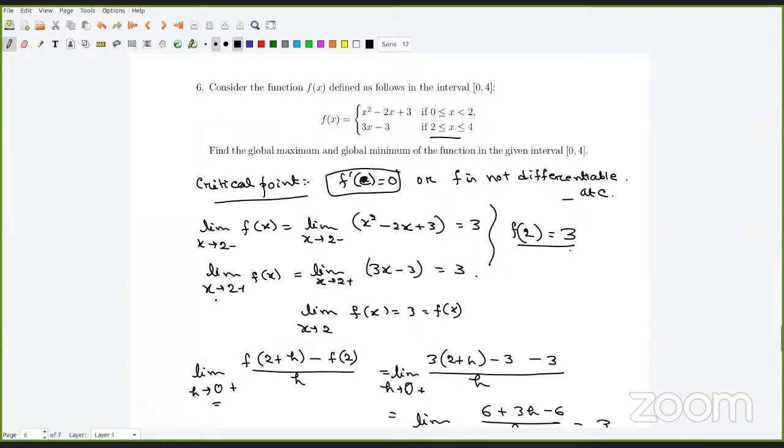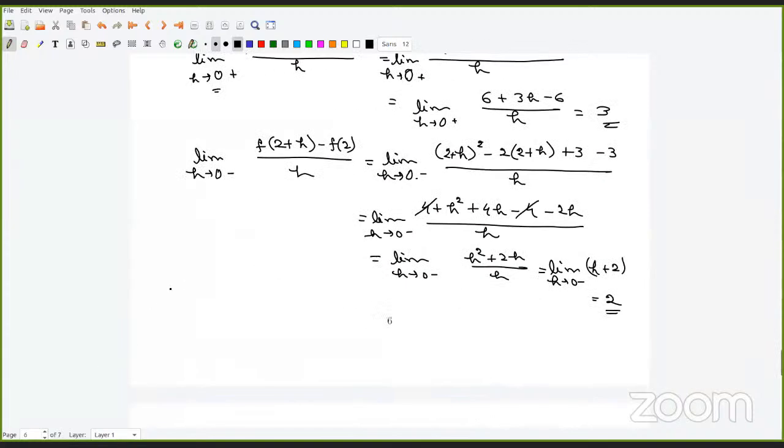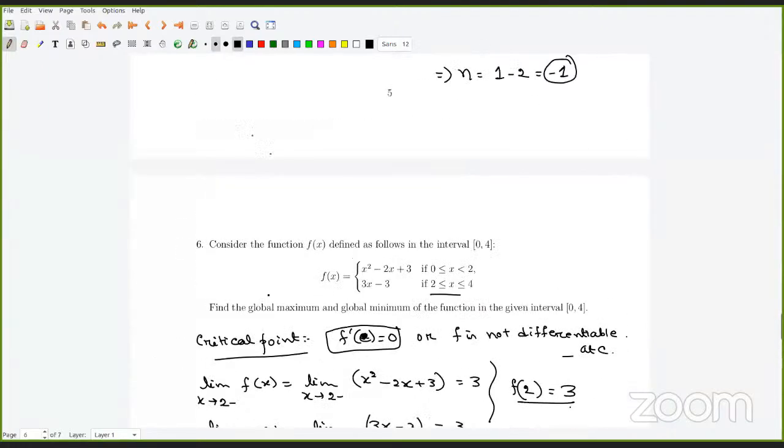So from where have you got that? From the first equation, 0 to 2, I take f dash x. For the interval 0 to 2, this is 2x minus 2, and for the second, x greater than or equal to 2, this is 3. Is it 3 or 2? The second one is 3x minus 3, yes.